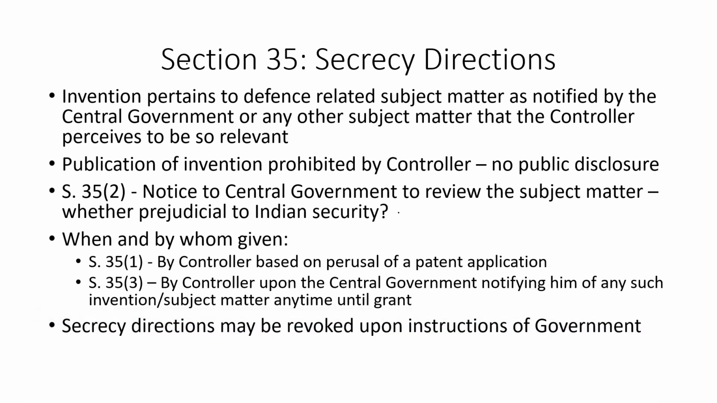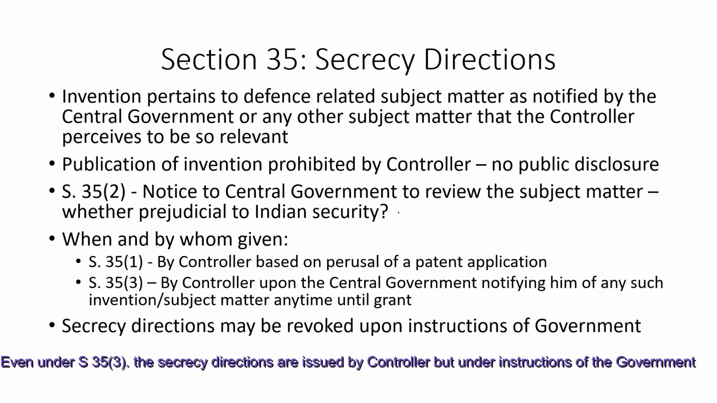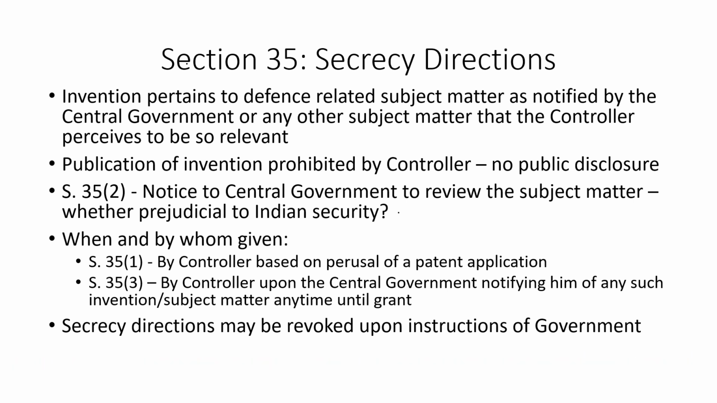Thus, there are two ways in which a secrecy direction could be given: one by the controller under section 35(1) and another by the central government under section 35(3). Also, the secrecy directions are not permanent in nature, and thus they could be revoked at any time upon instructions of the central government. We'll see this in the upcoming slides.